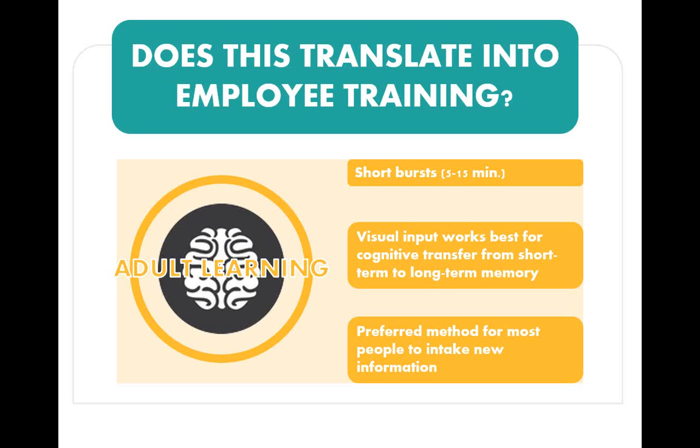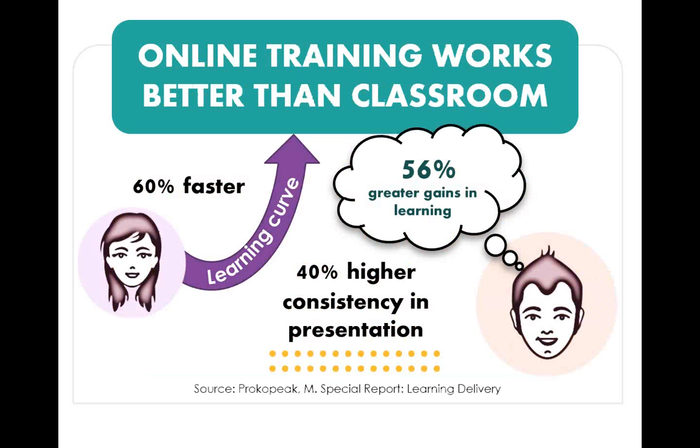So there's some additional research that really dives into the power of delivering content online. This is information that was reproduced in a really great book called The Terrible Twos of Learning, but the actual source of this was a special report on learning delivery. Online training works better than classroom training. It's 60% faster. We can reduce the learning curve. We showed 56% greater gains in learning, 40% higher consistency in presentation, all of which makes a ton of sense.